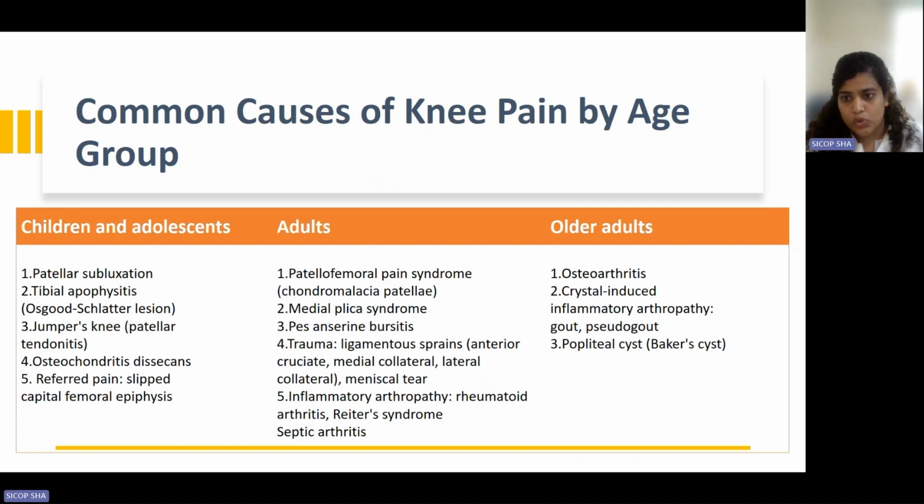If an older adult comes to you, you have to understand that some conditions are more prevalent in older adults compared to the younger generation. So you have to check for osteoarthritis, crystal-induced inflammatory conditions like gout, pseudogout, or Baker's cyst. So you need to have a clear understanding of which conditions are more prevalent in which age group, so that you can narrow the diagnosis to your final diagnosis.